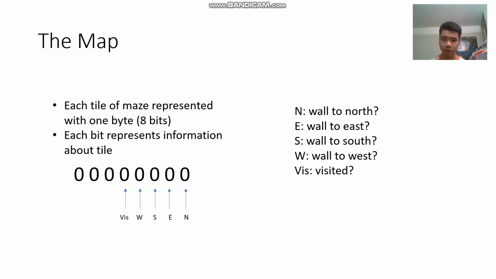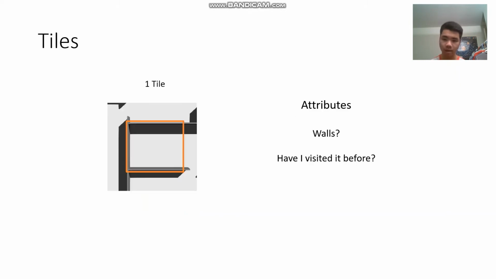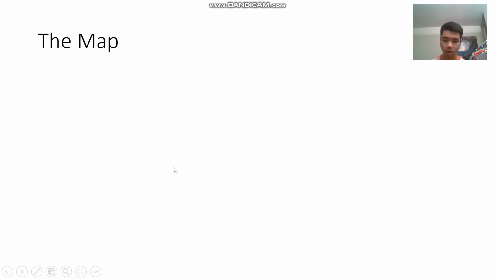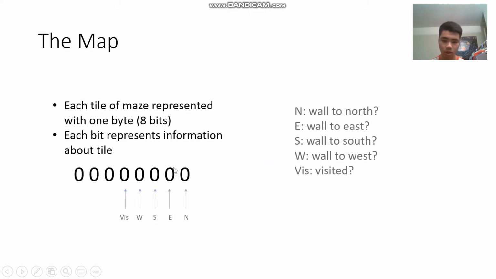So if we go back to section 8, you will recall that it had a wall to the north, right here, wall to the west, right here, wall to the south, right here. But there was no wall to the east. So that means the north, south, and west bits are going to be set to 1. So the north bit right here, the south bit right here, and the west bit right here are all going to be 1, while the east is 0. And that's how we write information to our map.